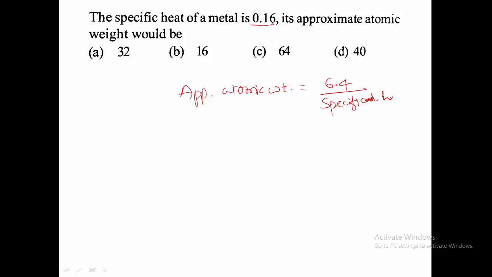Specific heat 6.4 divided by specific heat to find the approximate atomic weight. So you know the specific heat of this metal, that is 0.16. So substitute that value, 6.4 divided by 0.16. So how much will you get? You will get 40. So here the approximate atomic weight would be 40. That is option D. So it is the right answer.